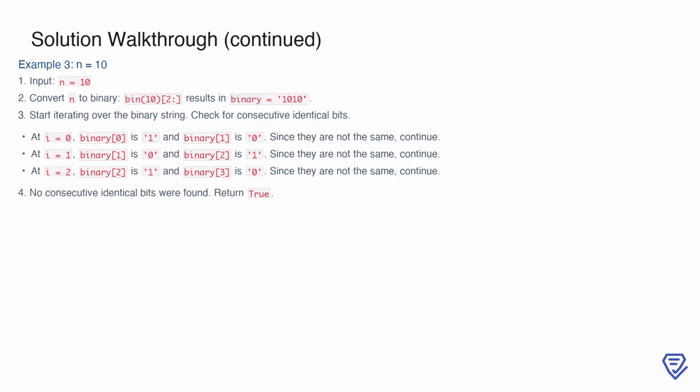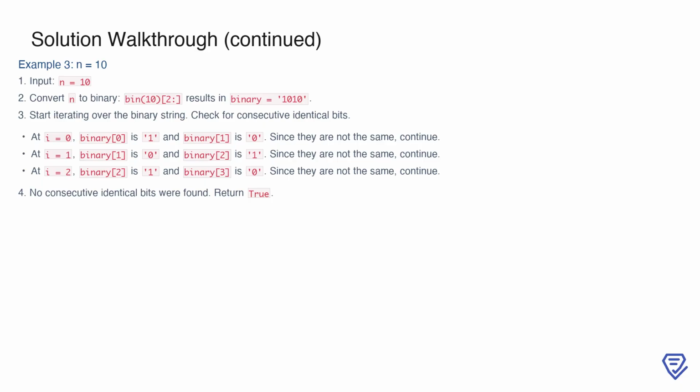Now, let's examine a third example where n equals 10. Converting 10 to binary using bin(10)[2:], we get the string 1010. Our goal remains the same, to ensure there are no consecutive identical bits. Starting with the first pair at index 0, the first bit is 1 and the second bit is 0. These are different, so we continue to the next pair.